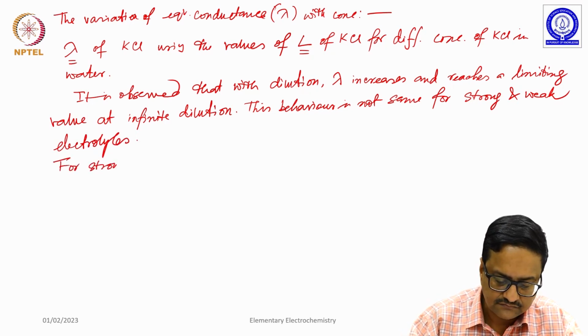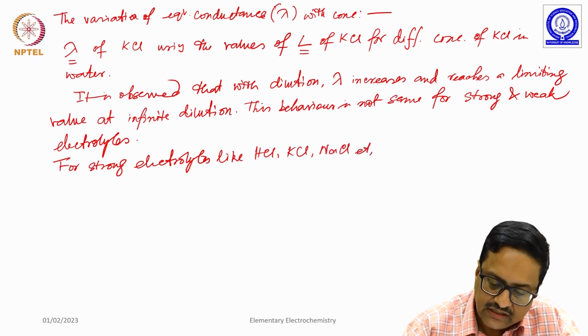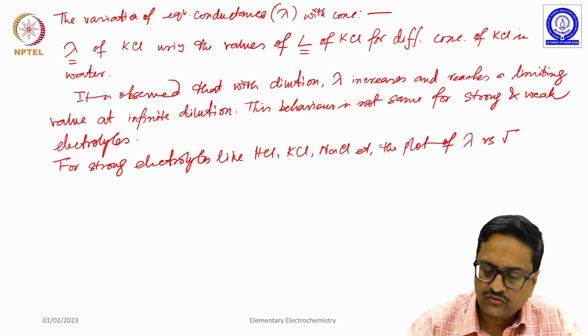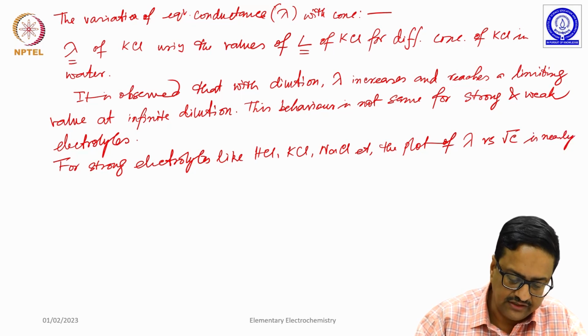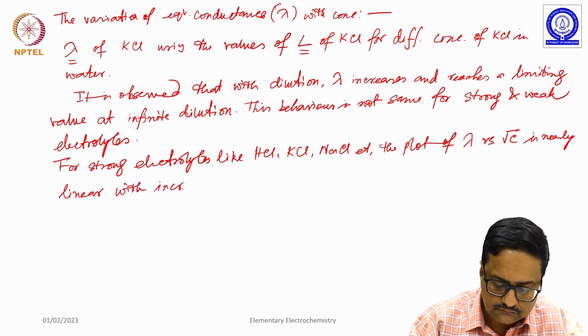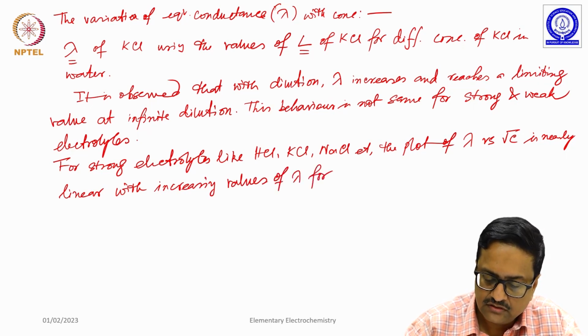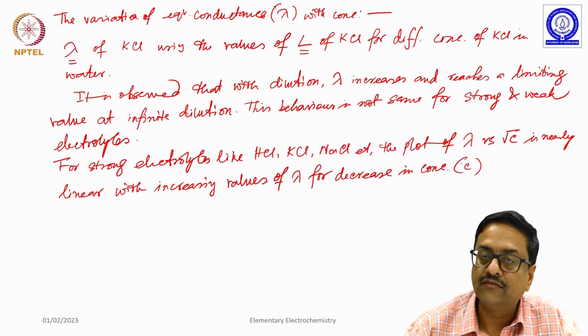For strong electrolytes like HCl, KCl, NaCl, etc., the plot of lambda versus square root of concentration is nearly linear, with increasing values of lambda for decrease in concentration, that is decrease in the value of C.